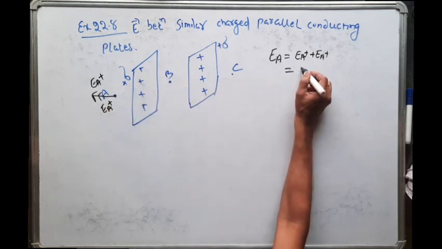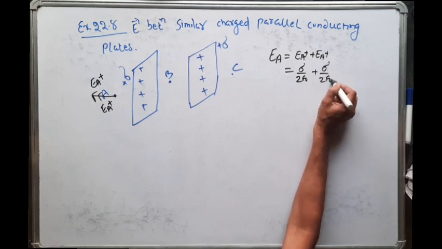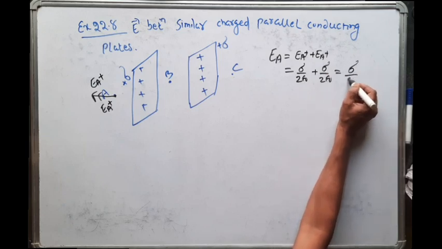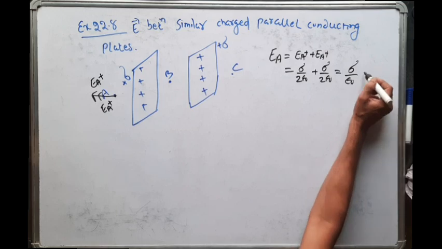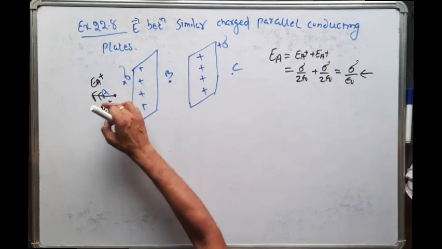What is the value? Sigma upon 2 epsilon naught. Here also sigma upon 2 epsilon naught. If you add this, you will get sigma by epsilon naught. And what is the direction? It is towards left, that is away from this plate.